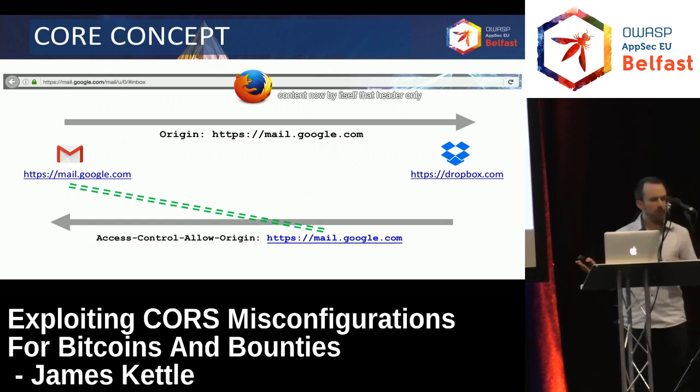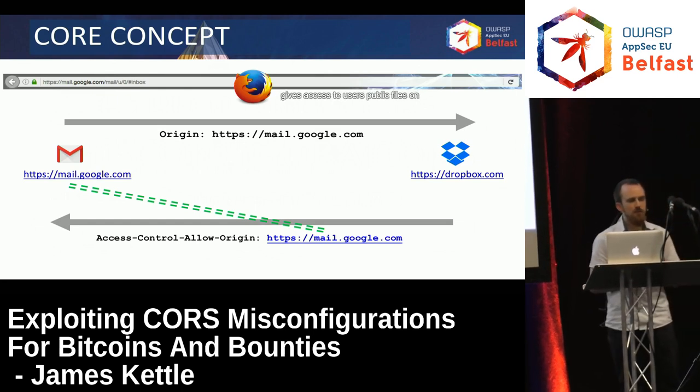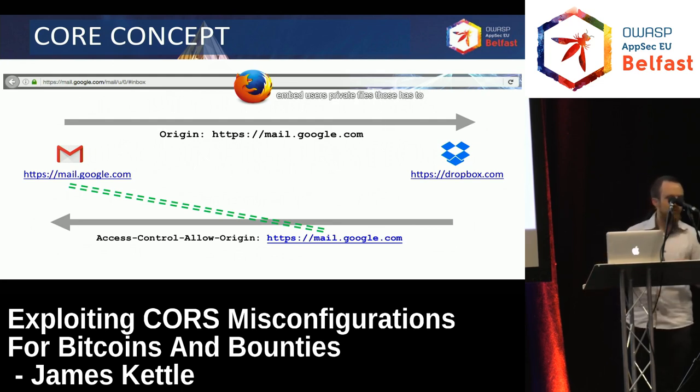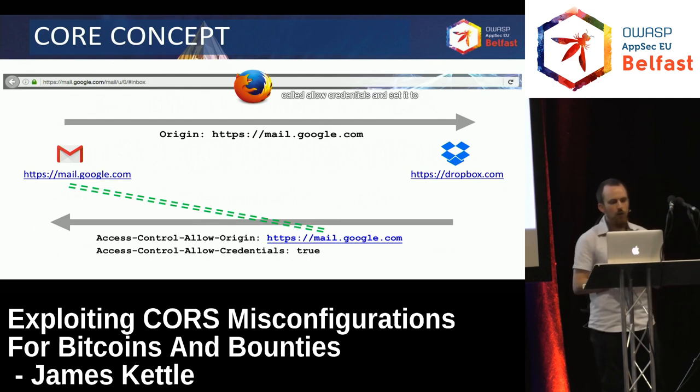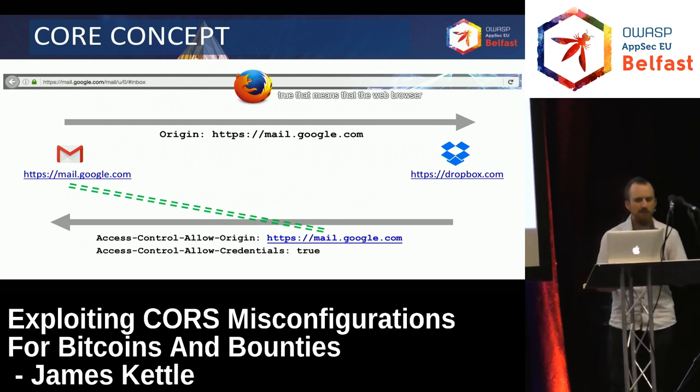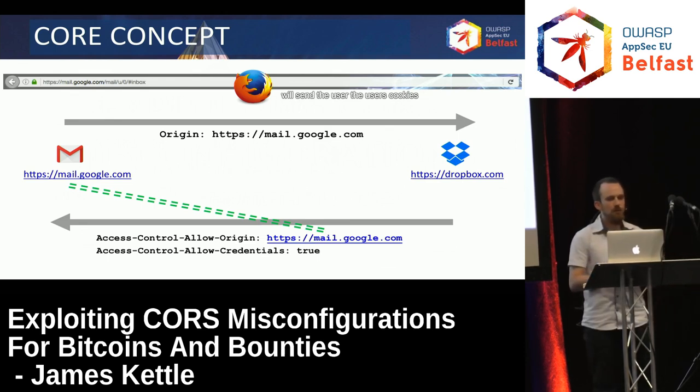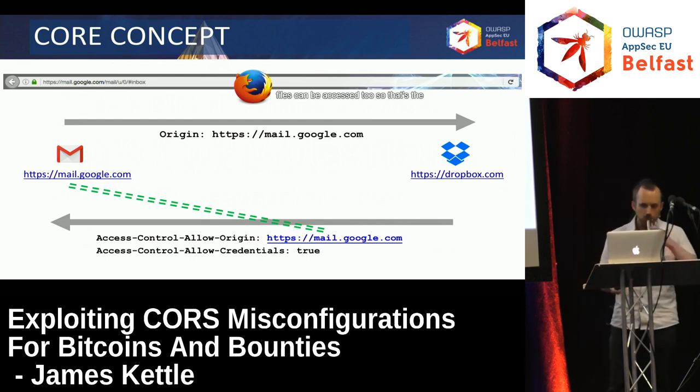Now, by itself, that header only gives access to users' public files on Dropbox. If Dropbox wanted to let Gmail embed users' private files, they would have to add this additional header, which is called allow credentials, and set it to true. That means that the web browser will send the user's cookies when it fetches this file, and so private files can be accessed too.